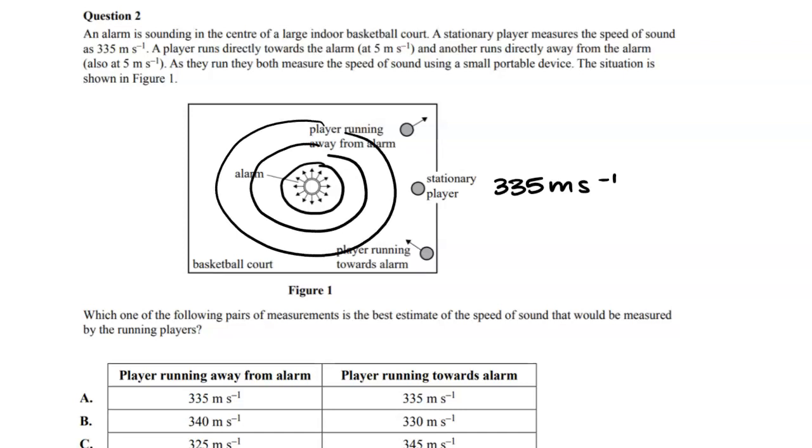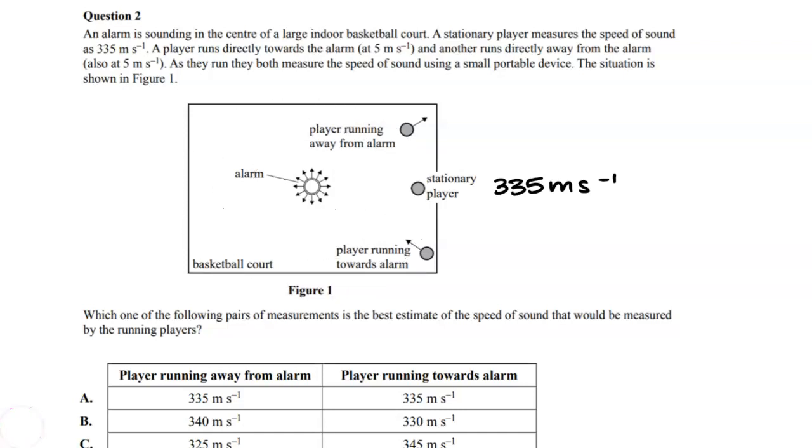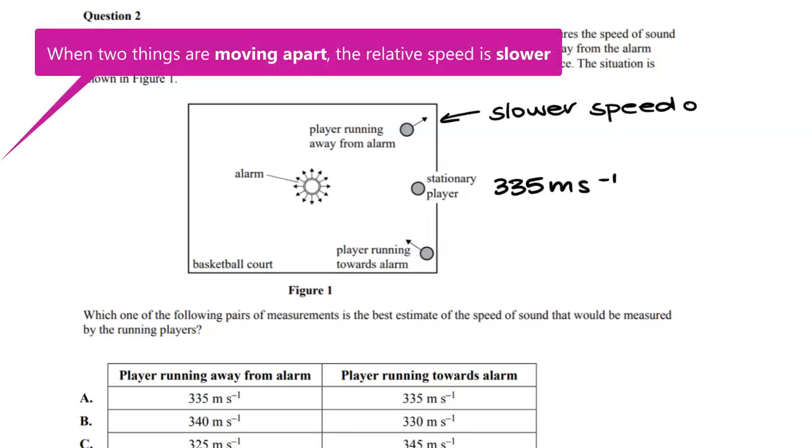Oh, excellent, circles me. Now the problem is, if we have a player running away from the alarm, that sound is going to have to travel further because as the sound travels from here to here, this person has travelled up a little bit. So the sound needs to catch up with this player. So this player is going to measure a slower speed of sound. And that's got to do with our relative velocities here, with someone travelling in the same direction as the sound, so the sound appeared to be slower.